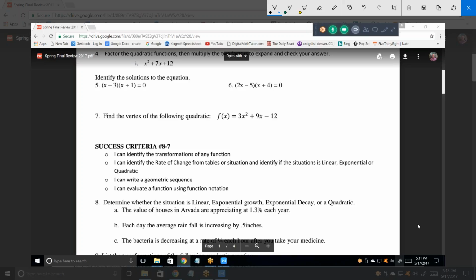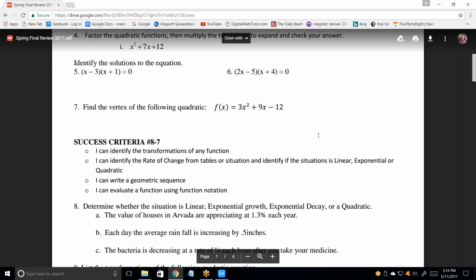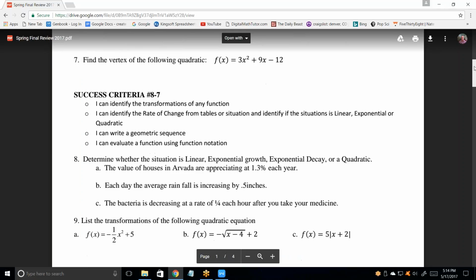Number 6, would that be x is equal to 2.5? Good. I prefer this answer. And what else? 4. Okay, good. Now, let me scroll down here a little bit. Find the vertex of that quadratic.